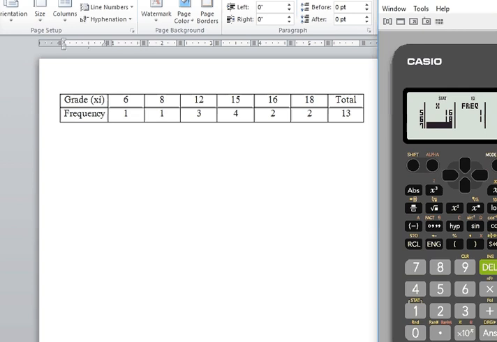Now I press this arrow to move to the second column, so this one here, and I move up, okay, to the first entry. So this is my first entry, it was 6. The frequency of 6 is 1, so I press 1, then equal to move down, then another 1 equal, then 3 equal, then 4, press 4 equal, 2 equal, and 2 equal. When you finish, you press AC.